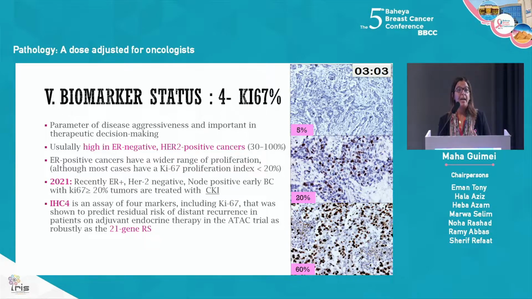with node positivity, if their Ki-67 is more than 20, they set 20% as the cutoff, can be eligible to take cyclin dependent kinase inhibitors. This was not said before. This is the latest 2021 data.